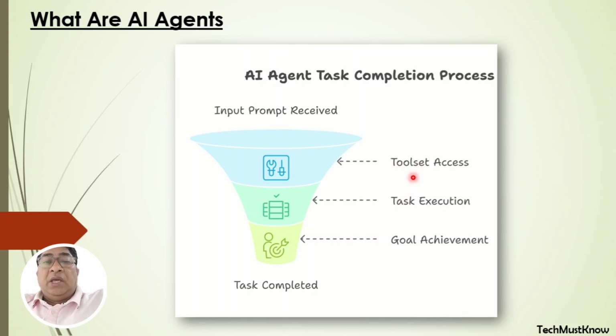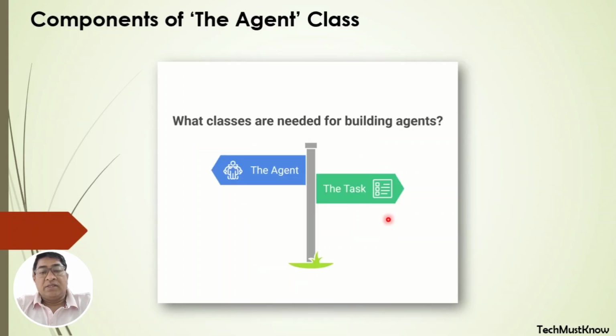As you can see in the diagram, an AI agent is usually powered by an LLM, which are systems designed to act autonomously to achieve a specific goal. They receive an input prompt and have access to a set of toolsets which needed to complete certain tasks. When building this kind of agents, there are two main classes to be defined. First class is the agent class, which again has four different components.